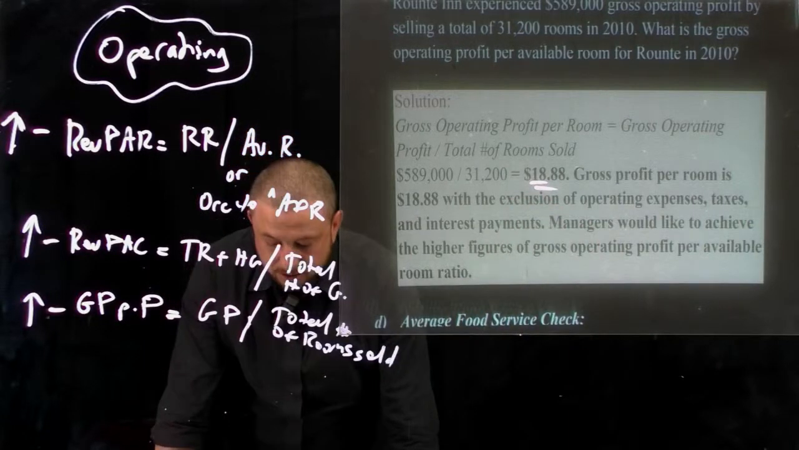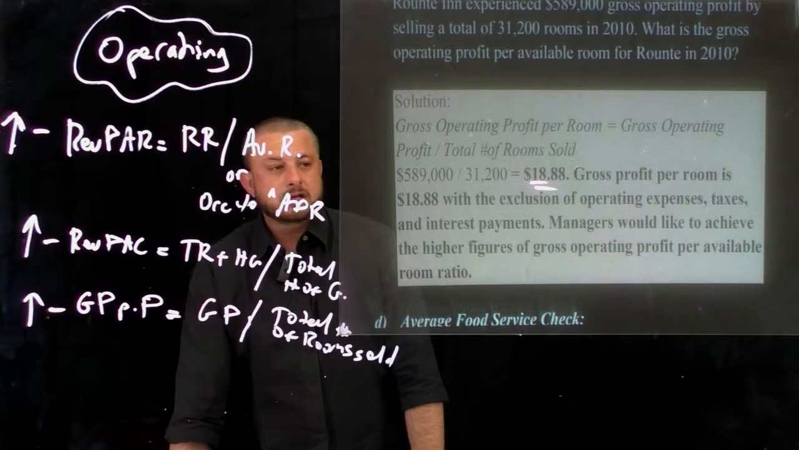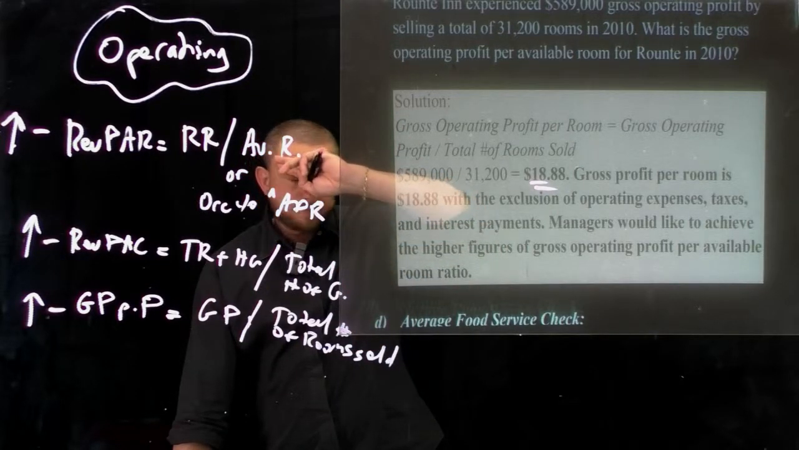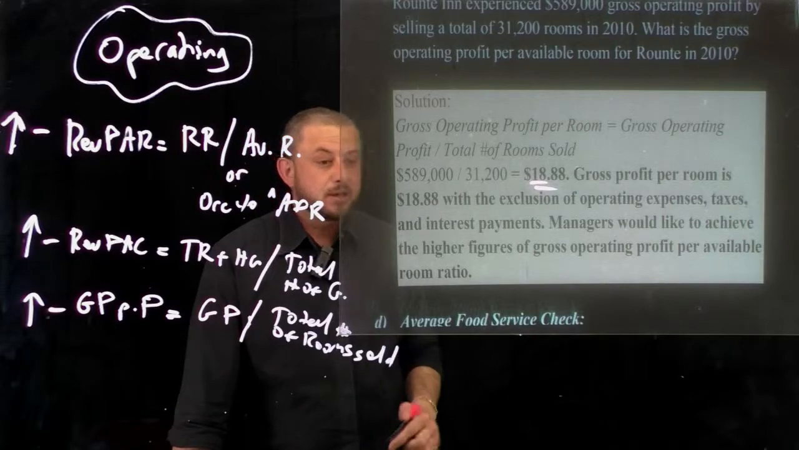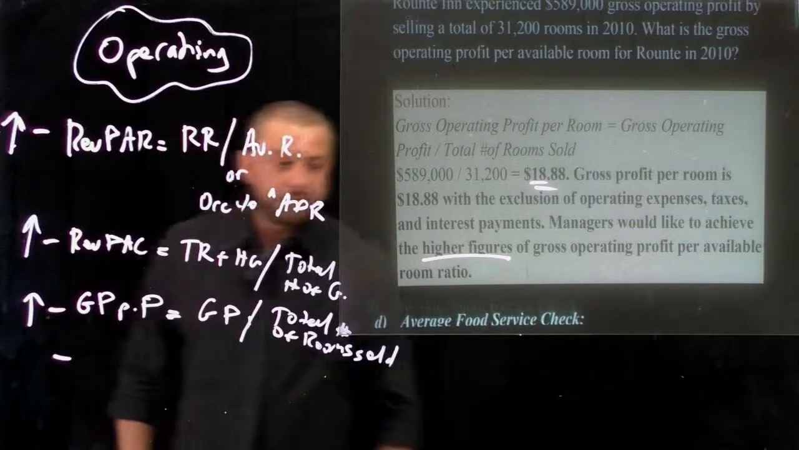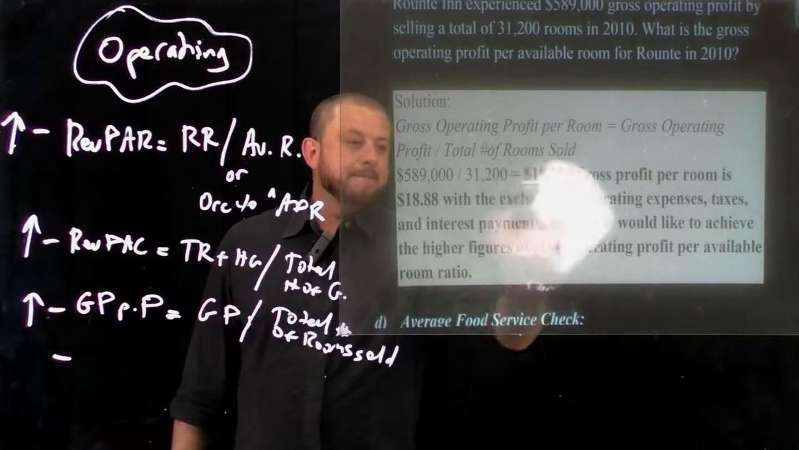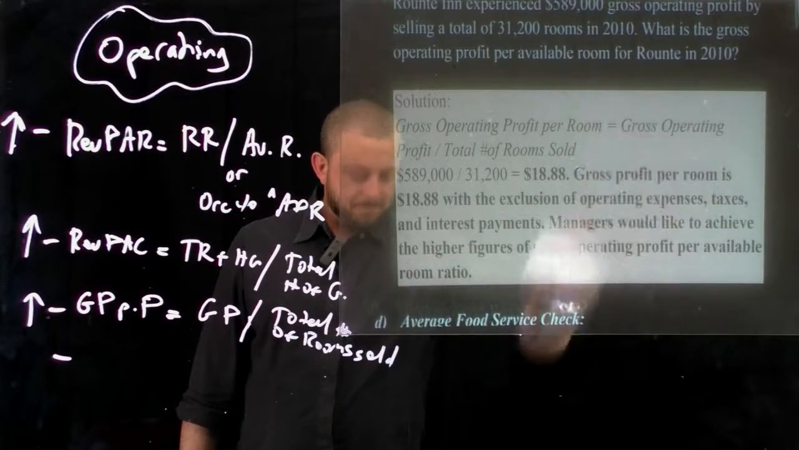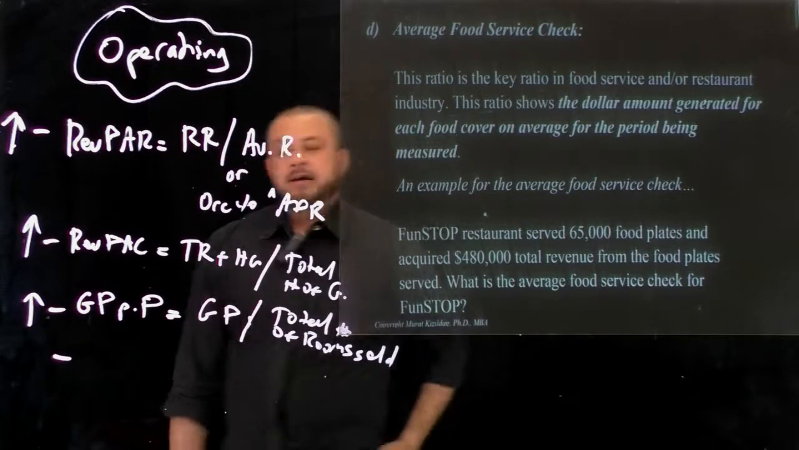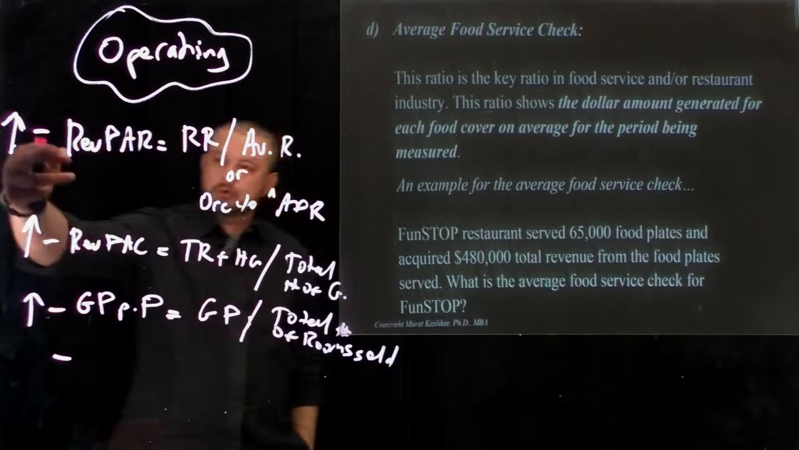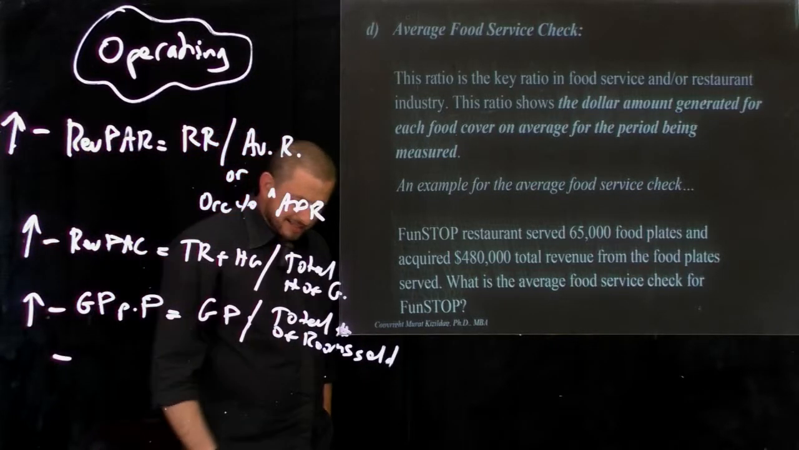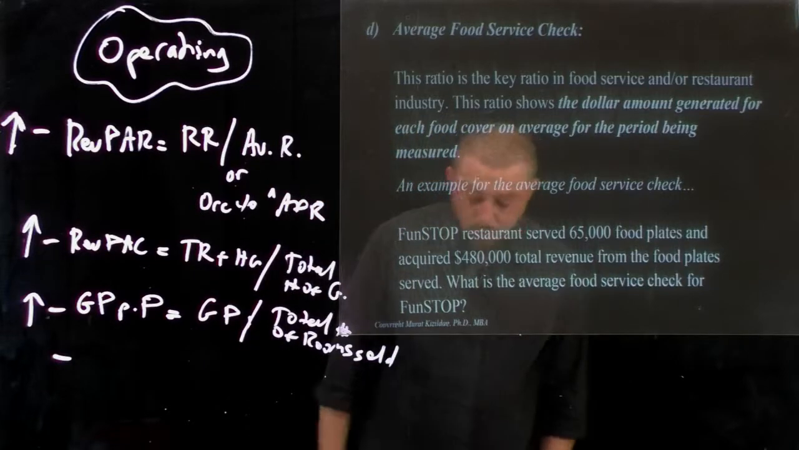You want this ratio to be around $25 to $30 because you still have to deduct expenses per room, taxes per room, and interest payments per room as well. Therefore, higher figures are desirable for the gross operating profit ratio. Well, these are mostly for cruise line establishments, hotel establishments, or any establishment that provides accommodation.